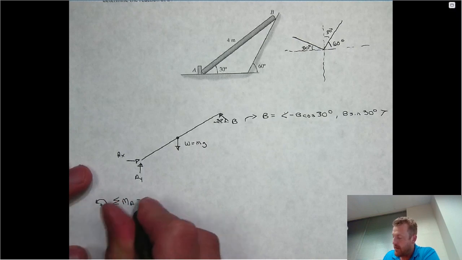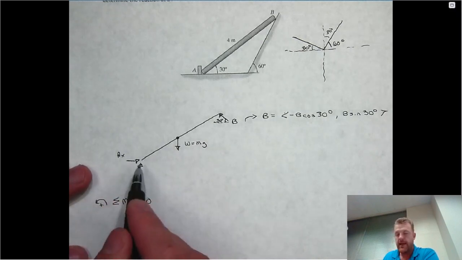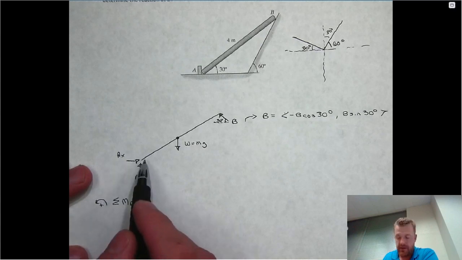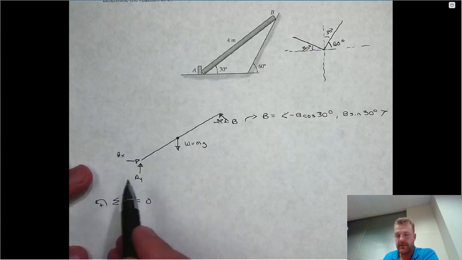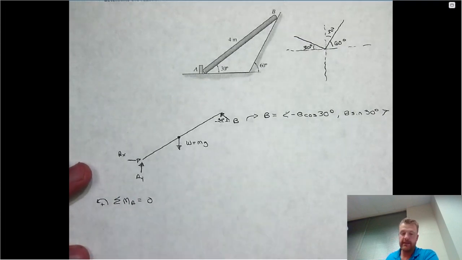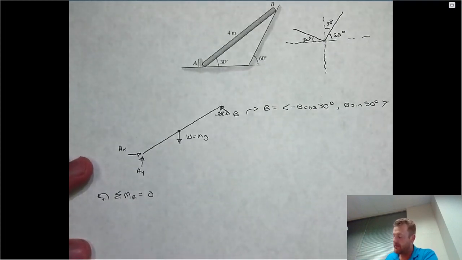And the reason that I would want to do that is if I sum all the moments about point A, then the reactions AX and AY will not be involved in a moment about that point because they actually pass through it. So that will give me an equation where I can solve for B identically. So let's think about how we would actually compute that moment.